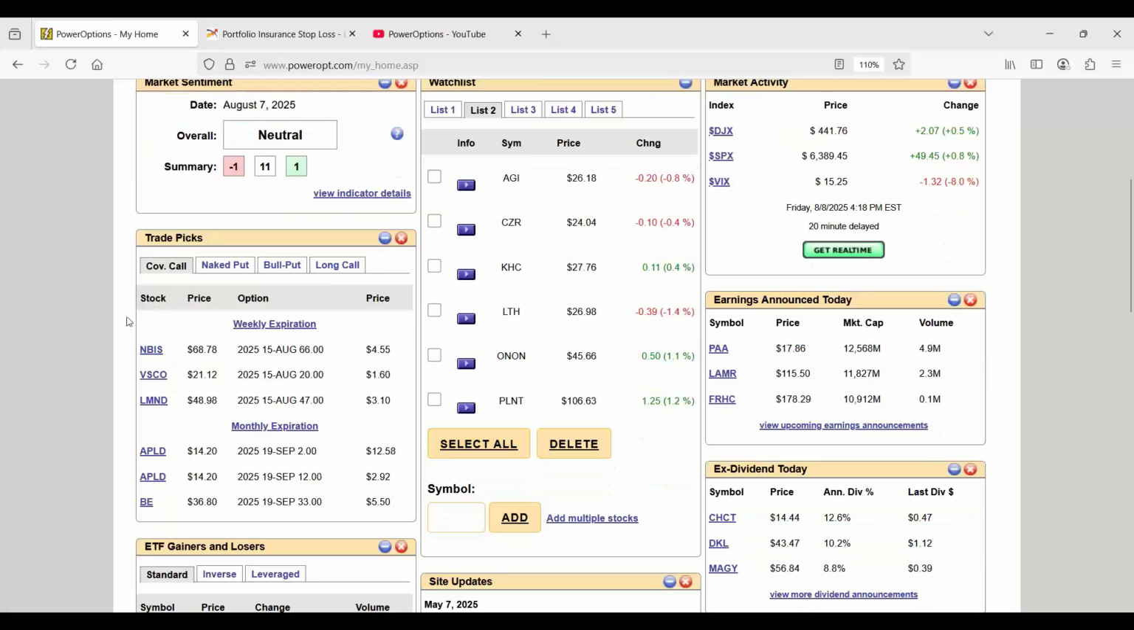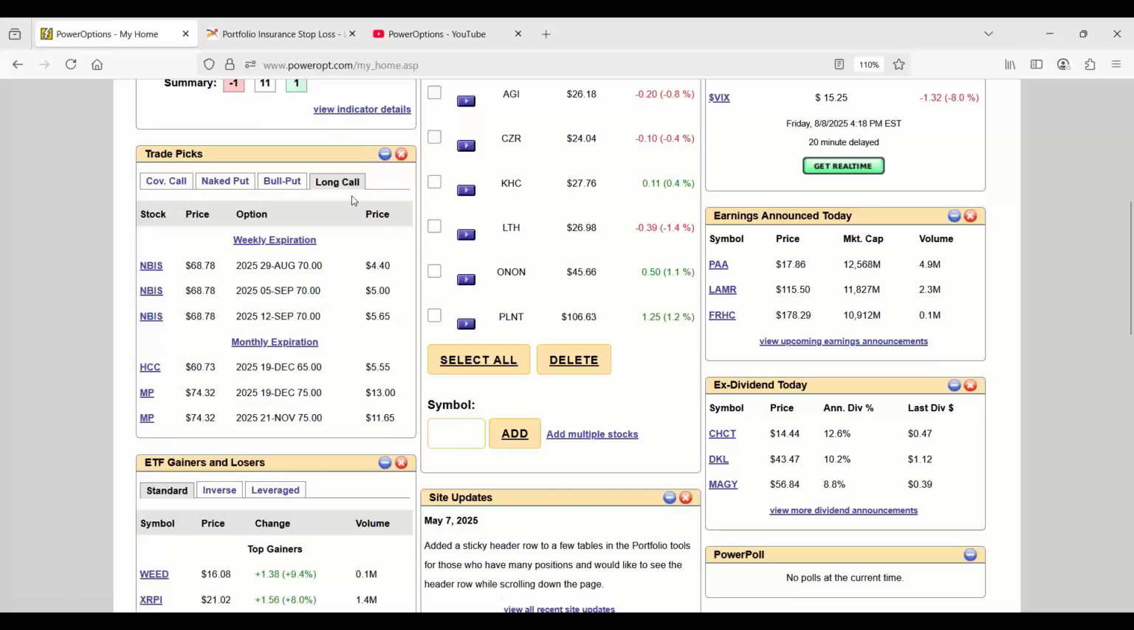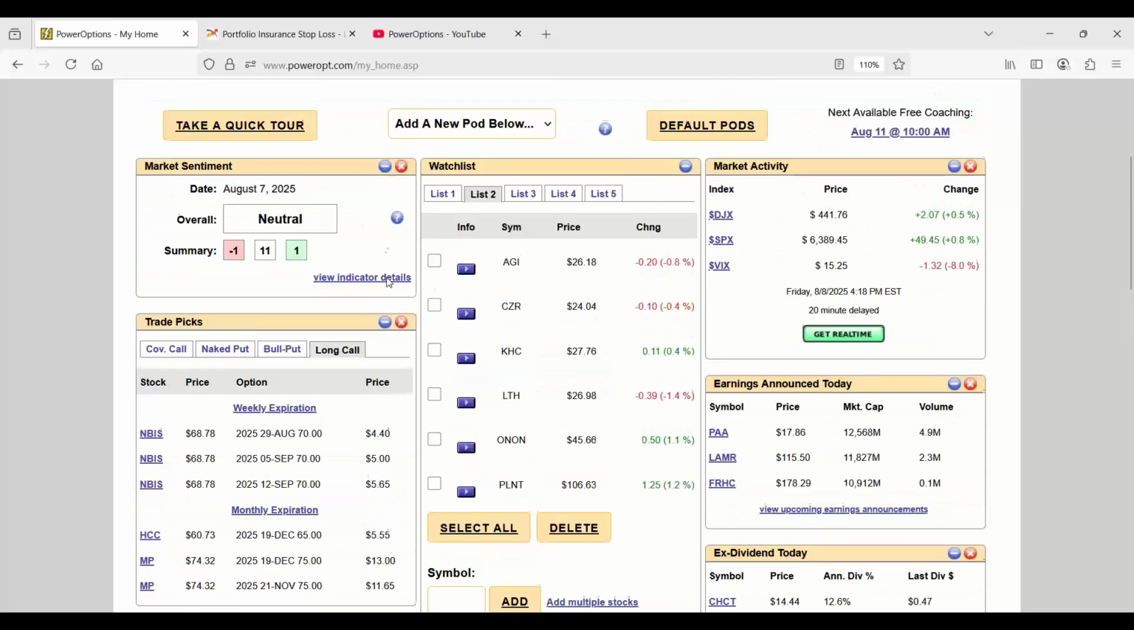Trade picks of the day, always a good one. Just some quick notes on trade picks for weekly and monthly covered calls, cash secured naked puts, weekly and monthly. Bull put credit spreads, my preferred bull put credit spread screen for the weekly scenarios, VST, Z, APP, and there's also monthly ones there as well. And calls, long calls, weekly and monthly expiration based on some of the default criteria that we have in the main Power Options search. So we've got the watch list there, the general market activity.